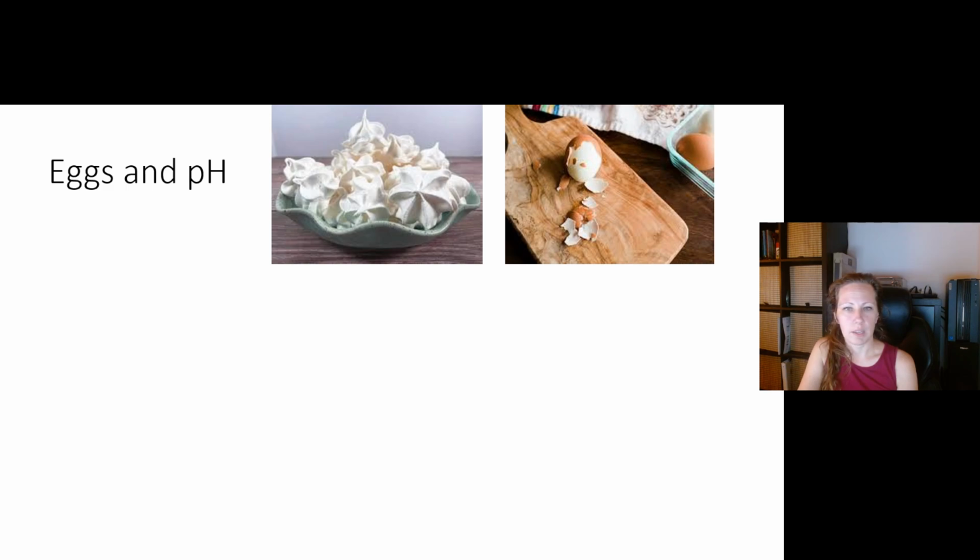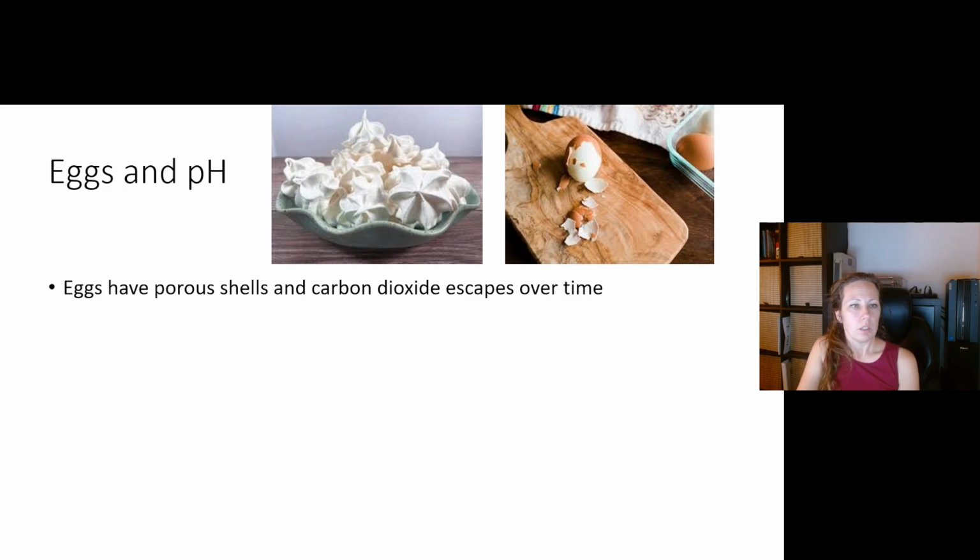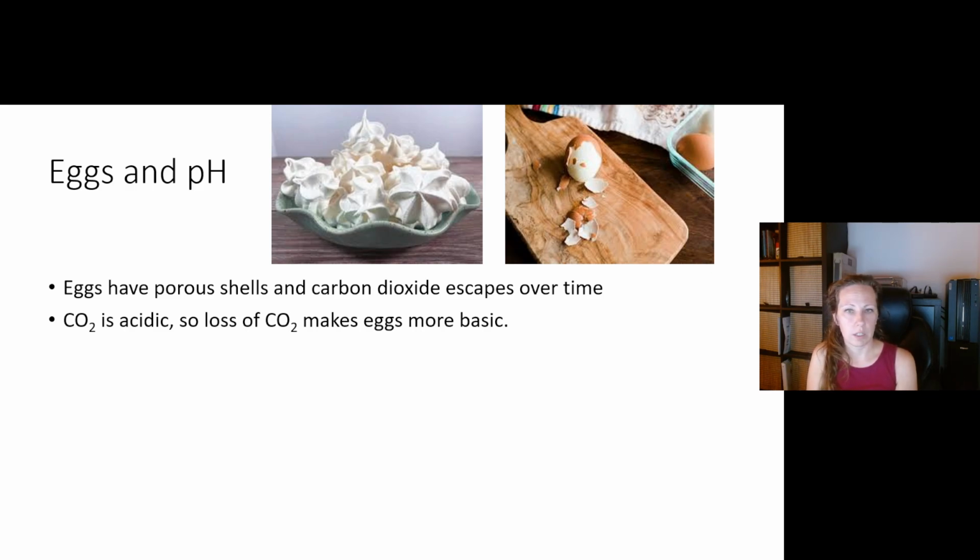Okay, so eggs and pH. In-shell eggs, the shells are porous, and over time, as that egg ages, carbon dioxide will escape. And as we learned earlier, carbon dioxide is acidic. So when you lose carbon dioxide, it makes the eggs more basic. And I mentioned in the previous slide that acidity helps the egg foam retain, helps the egg have a good foam.